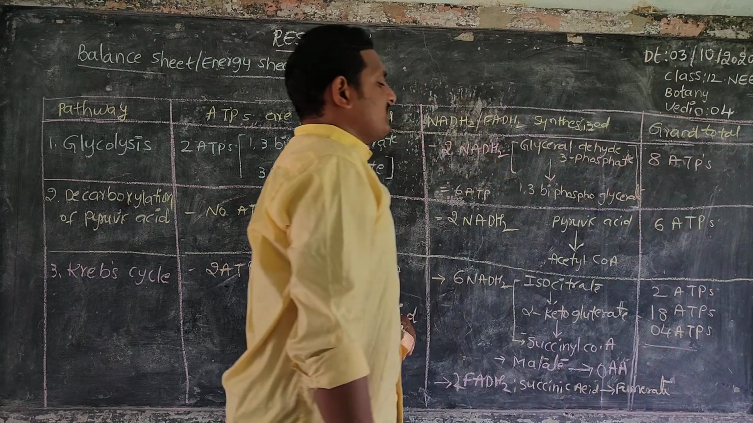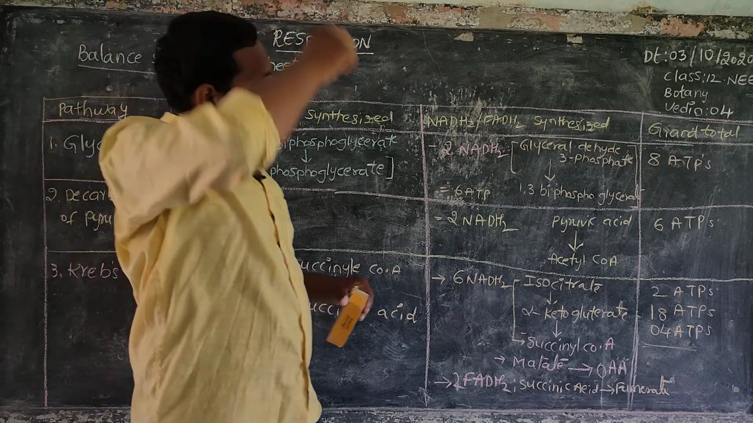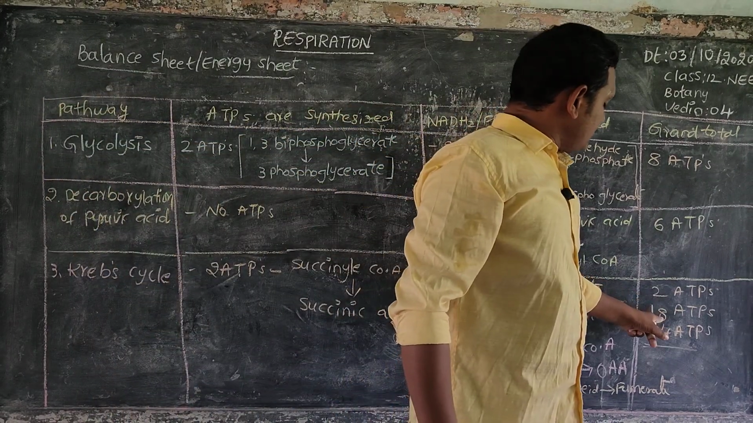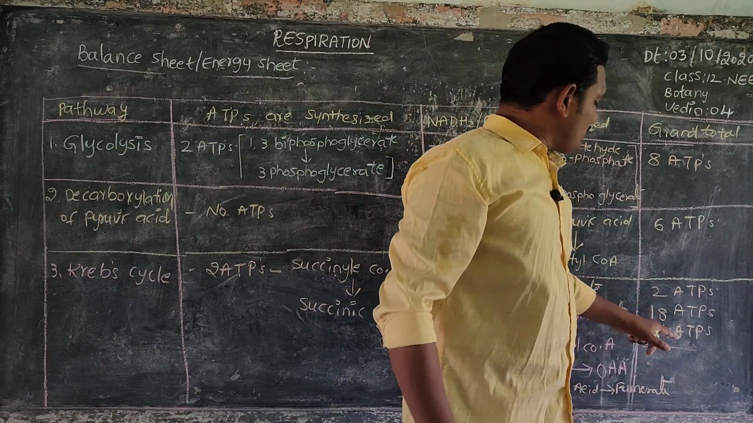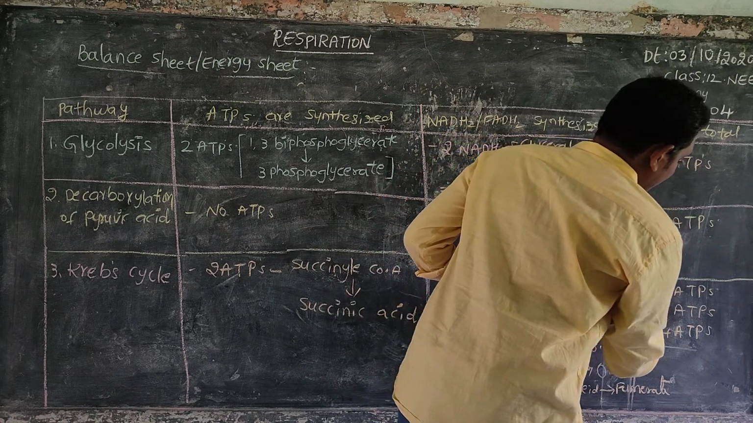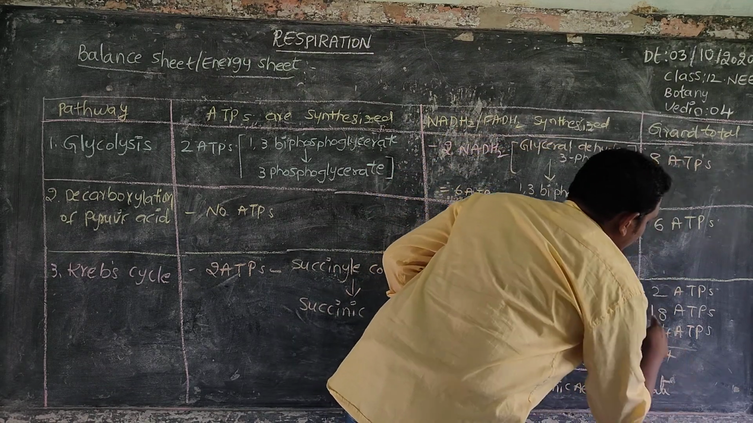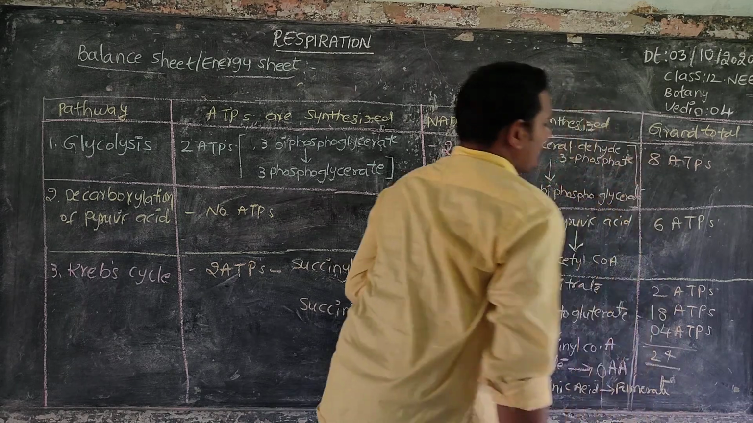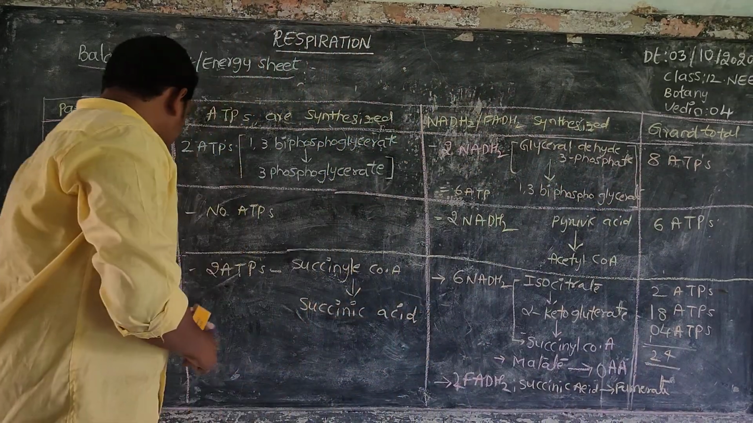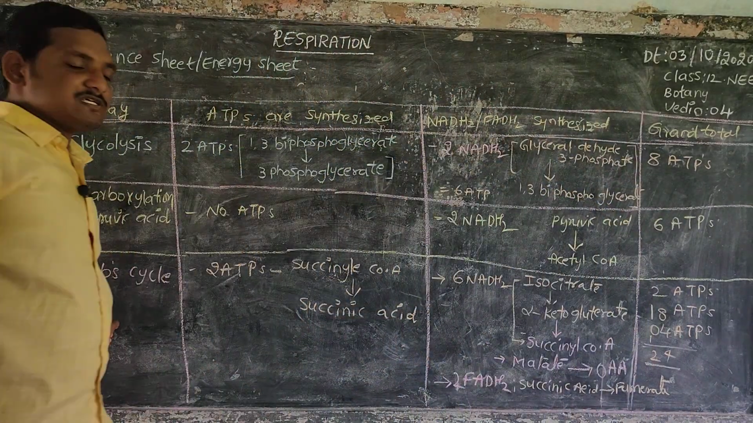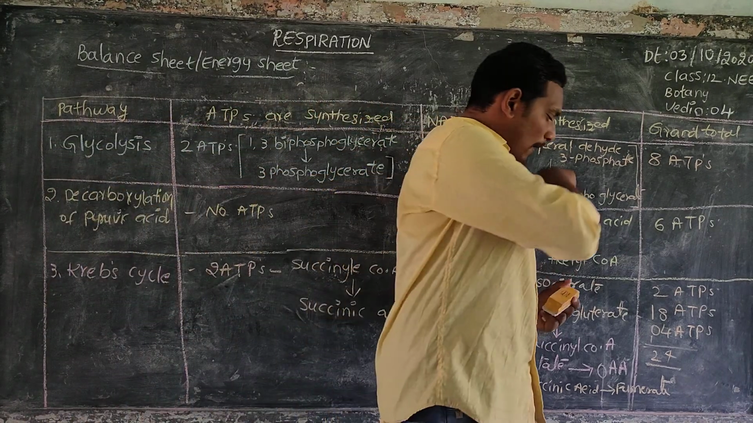Total: 10, 4, 14, 10 plus 4, 14, and 2 is 24 ATPs. We are getting 24 ATPs from the Krebs cycle.